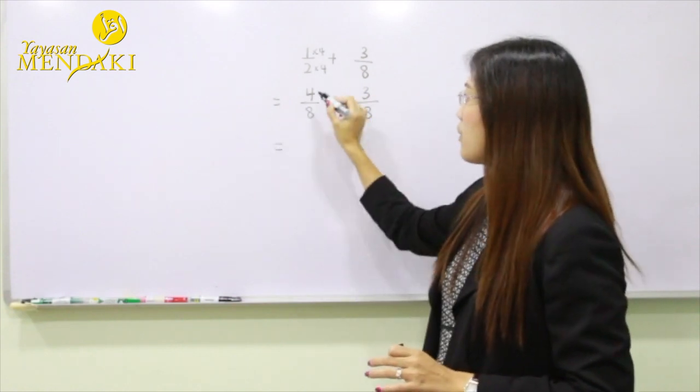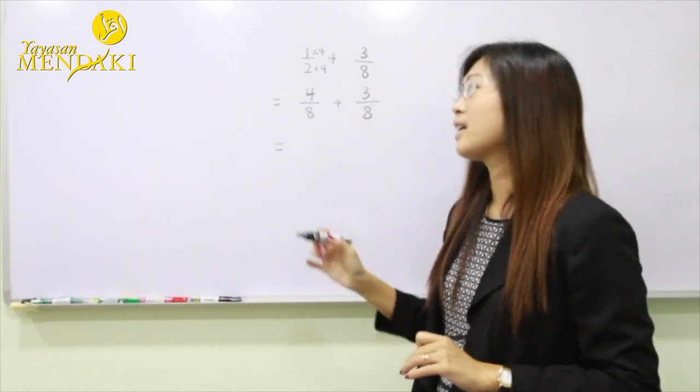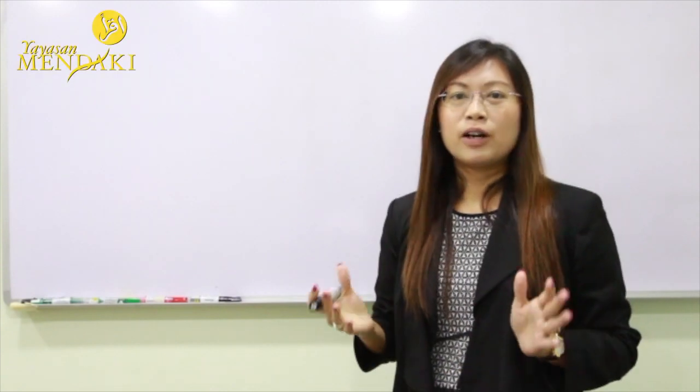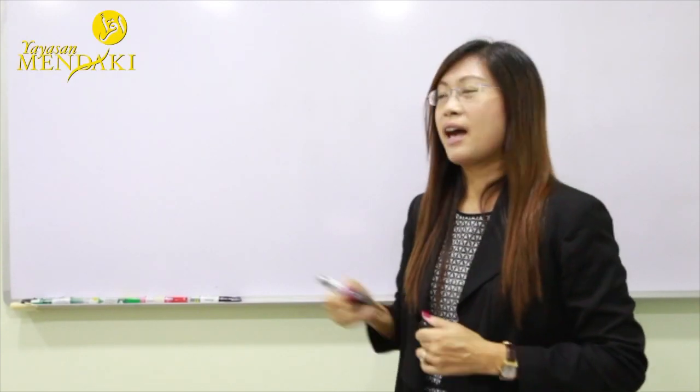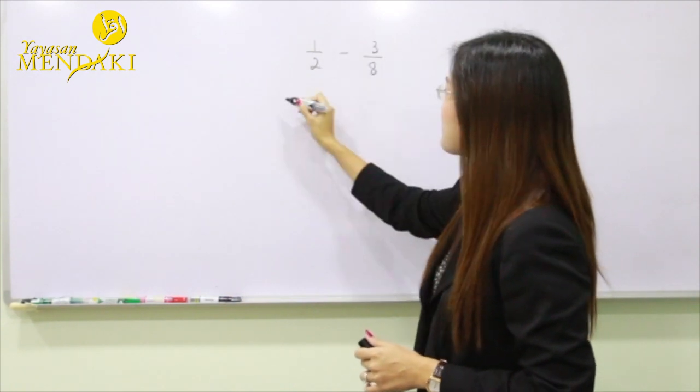So what we do to the numerator, you just have to sum up the numerators. 4 plus 3 gets you to 7. And hence, the final fraction will be 7 out of 8. Okay, let's move on to the third example, whereby we have half minus 3 out of 8.